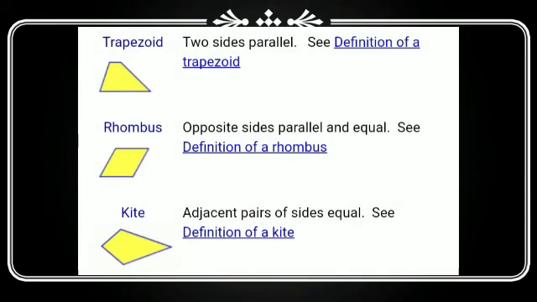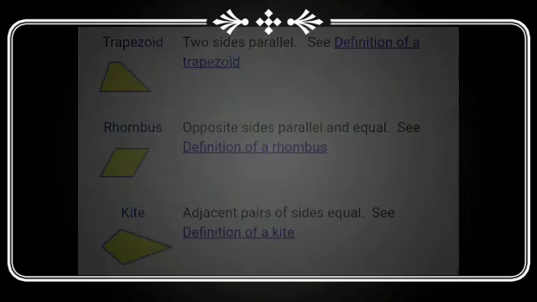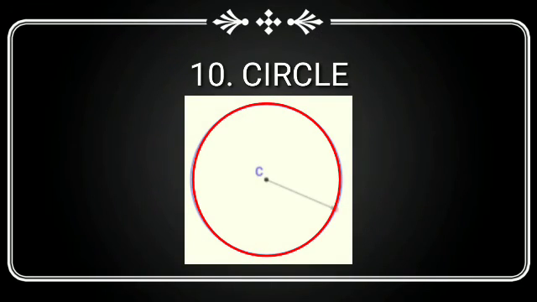A quadrilateral having two sides parallel is known as a trapezium, and a quadrilateral having opposite sides parallel and equal is known as a rhombus, and a quadrilateral having adjacent pairs of sides equal is known as a kite. Now going to the next topic, that is circle.